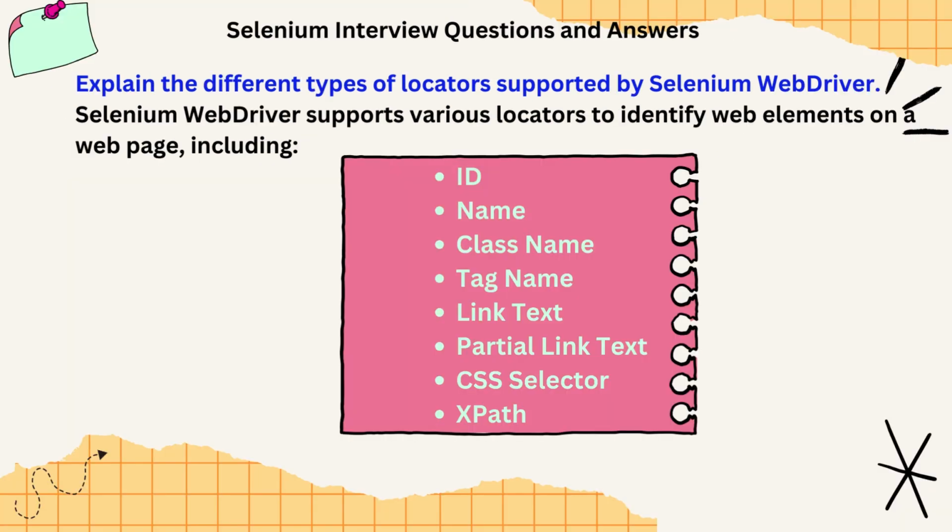Explain the different types of locators supported by Selenium WebDriver. Selenium WebDriver supports various locators to identify web elements on a web page, including ID, name, class name, tag name, link text, partial link text, CSS selector, and XPath.